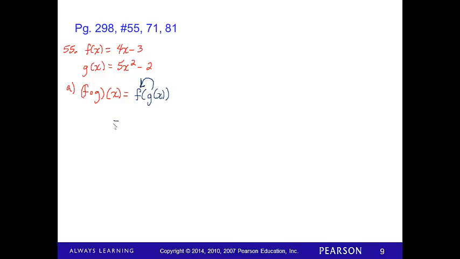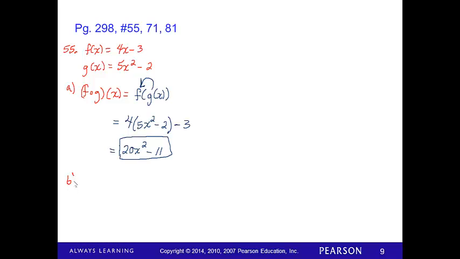So we have 4. So first thing you look at is f of x. So here it is, 4. And instead of writing x, you plug the entire g into it. So you get 5x squared minus 2, minus the 3. Don't forget to subtract the 3. It's still part of it. And this breaks down to 20x squared minus 11. So f∘g is equal to 20x squared minus 11.